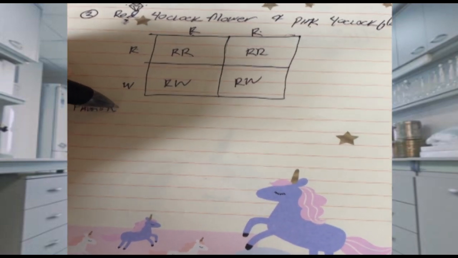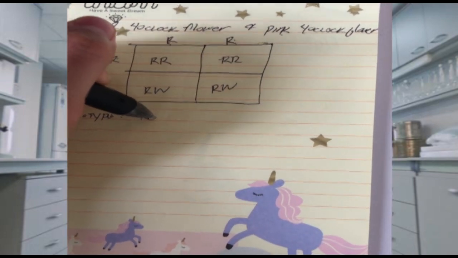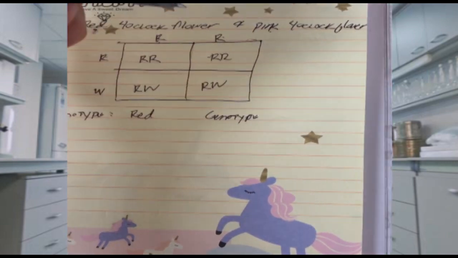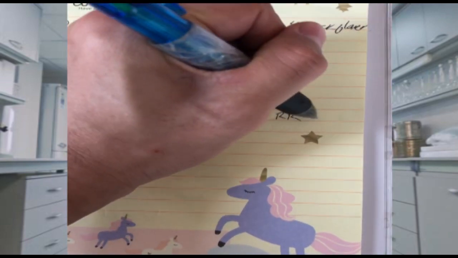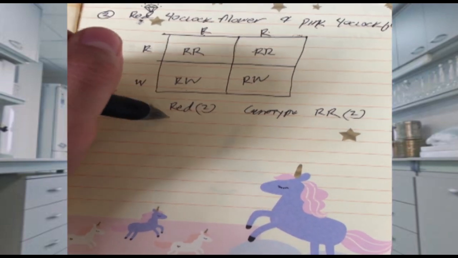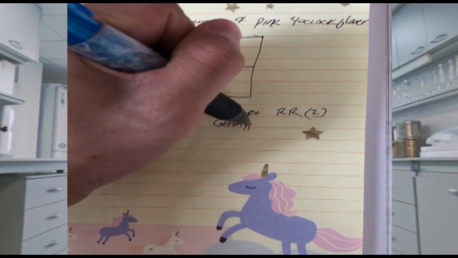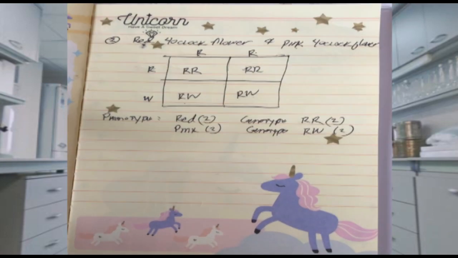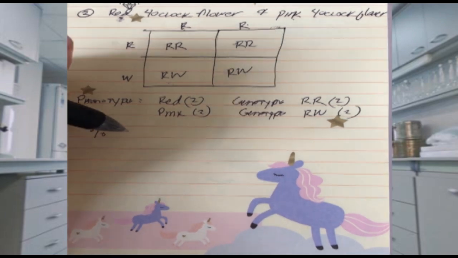So we will now identify the phenotype. So we have two red 4 o'clock flowers. The genotype is RR. We have 2. Next is the pink. We have 2 pink offsprings, while the genotype is RW. Okay, so after determining the phenotype and the genotype, we will now identify the percentage.